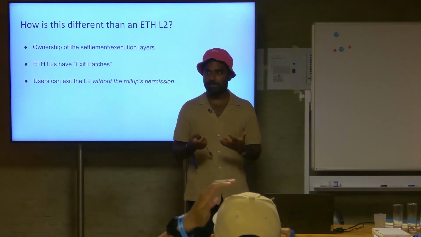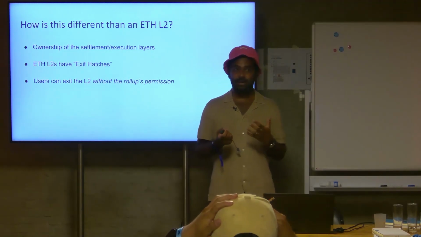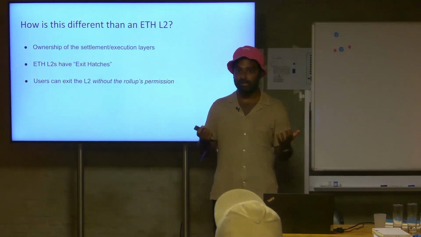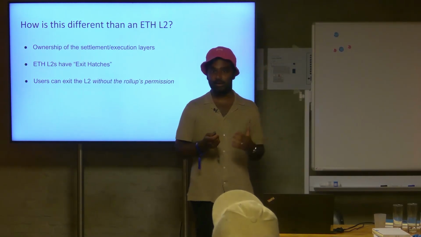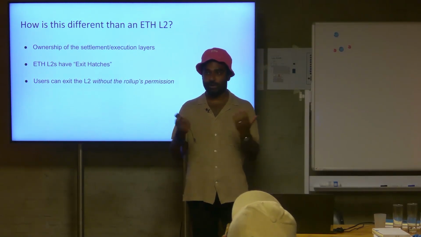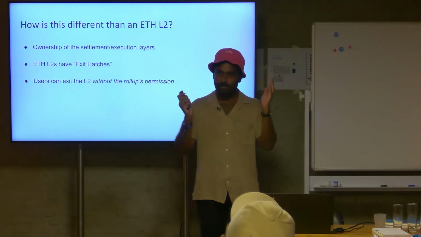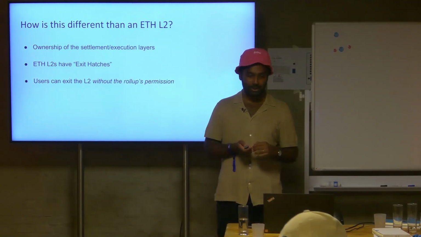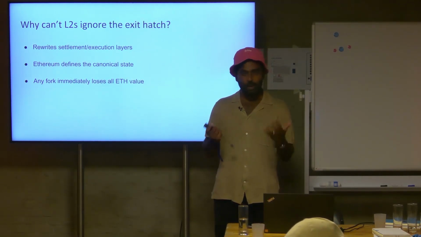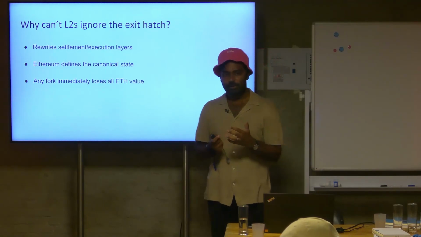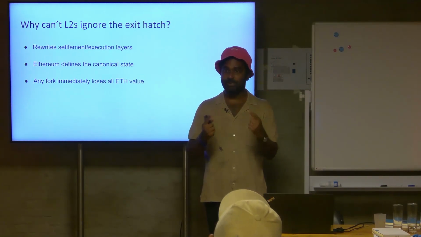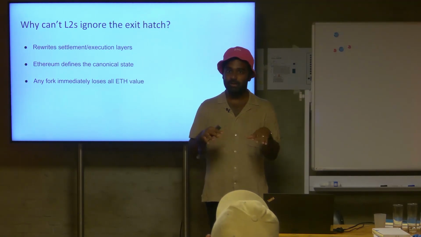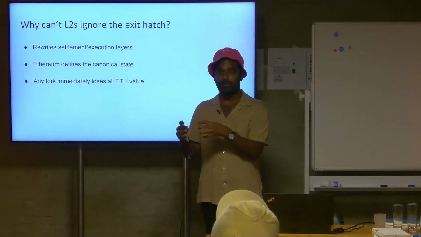I've seen people talk about this at length online, around why can't L2s just fork and ignore the exit hatch? What really is canonicalizing that exit hatch? And I think this actually is a very good question. Theoretically, it is possible for an L2, like an ETH L2, to fork and just say, I'm not going to care about the exit hatch. So why can't they do this? I think there's one core reason. This is such a core part of the blockchain itself, the settlement and execution layer. By overriding it, you really destroy a lot of the fundamental value of that blockchain.